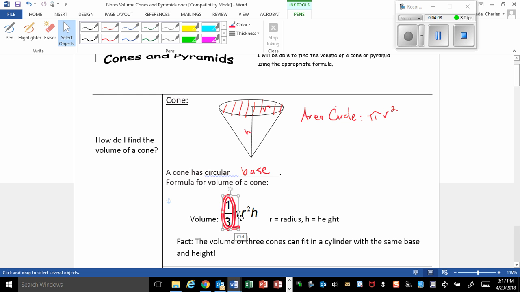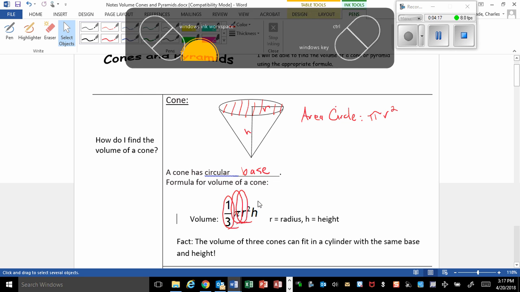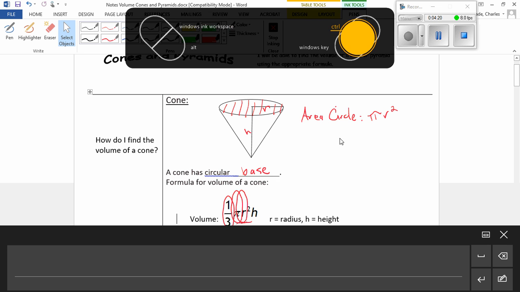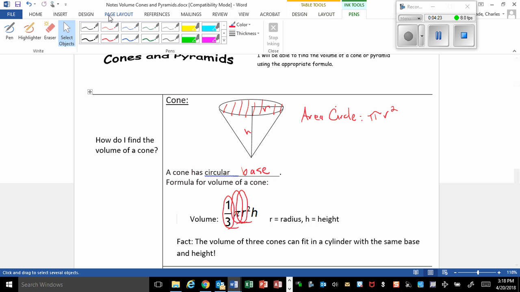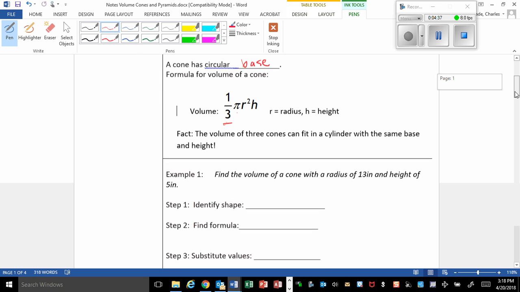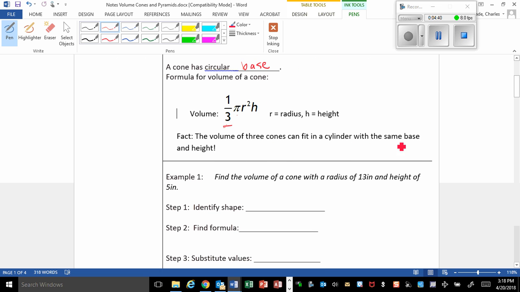So here's the formula. 1/3 of the area of the base. Wow, it's going haywire on me. All right, sorry. 1/3 the area of the base times the height. Pretty simple, right? So we're going to take the area of that circle, divide it by 3, and then multiply it by the height. The volume of 3 cones can fit in a cylinder with the same base and height. That's important. That's where we get that 1/3 from. We just take the cylinder, divide it by 3.